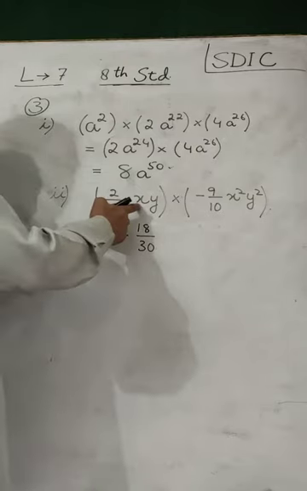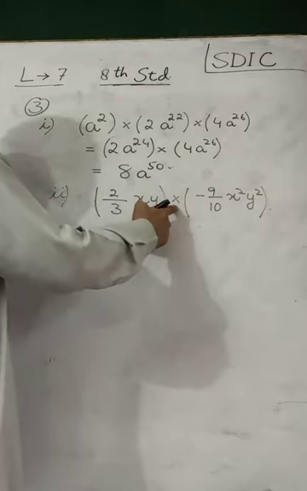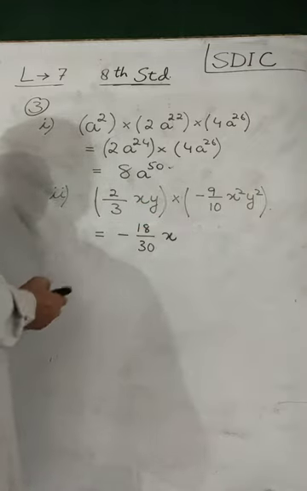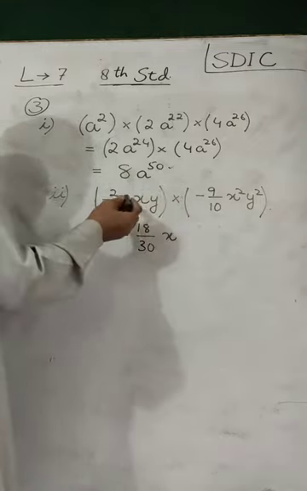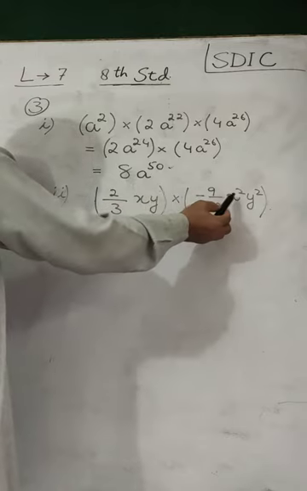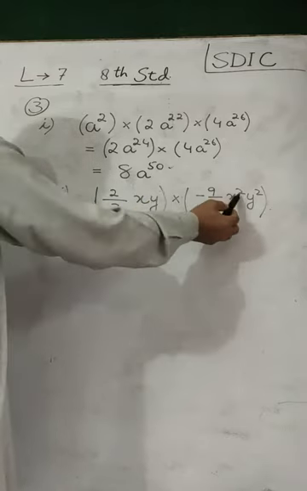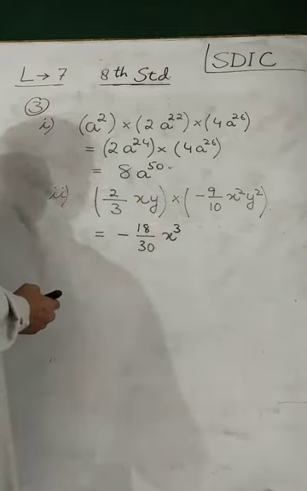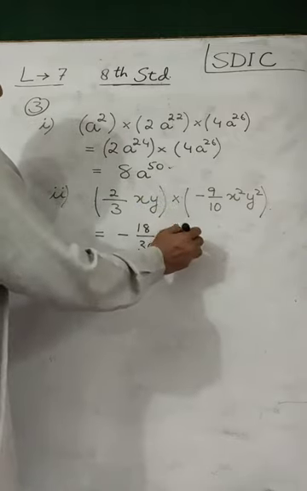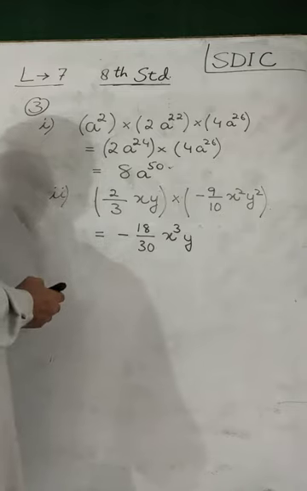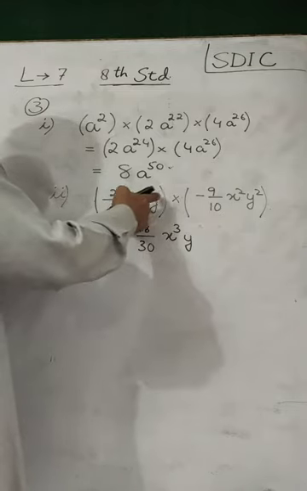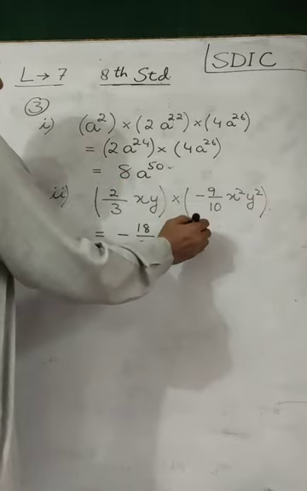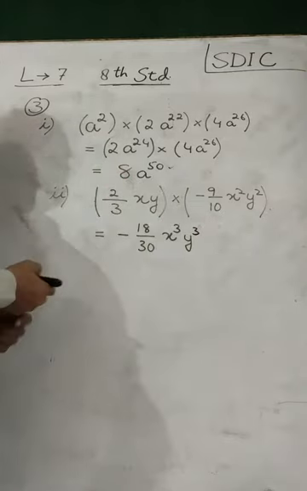And the variable part will be obtained by using the law of multiplication again. In case of x base, your power will become the sum of the powers of the two. 1 plus 2 will give you power 3. So it is x cube. Then we have y base also, and the power of y in the product will also be the sum of the powers of y in the two expressions. 1 plus 2 will be 3 again. This is the product.